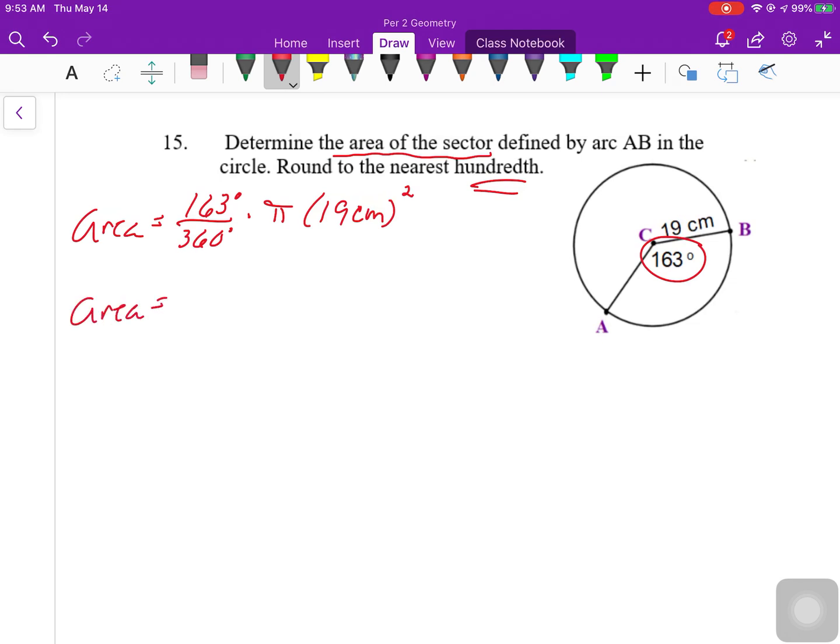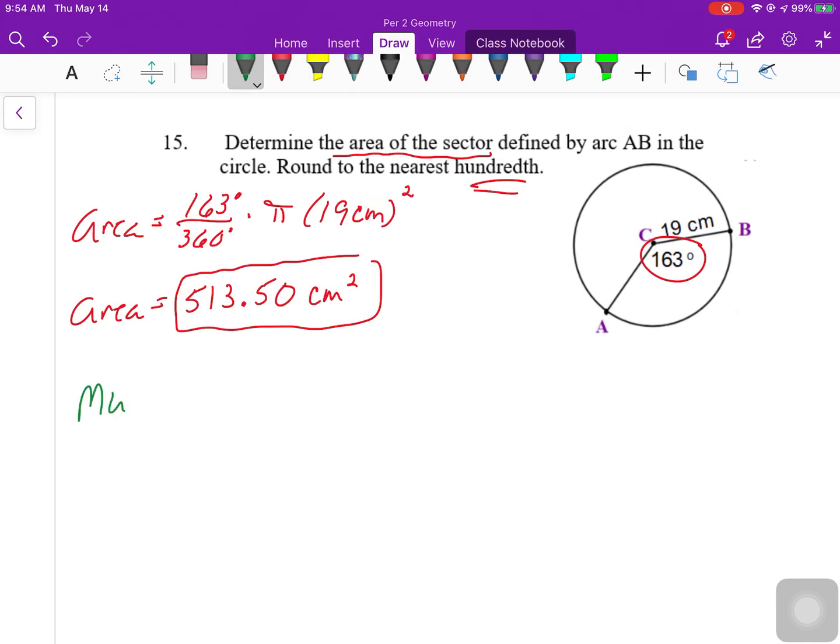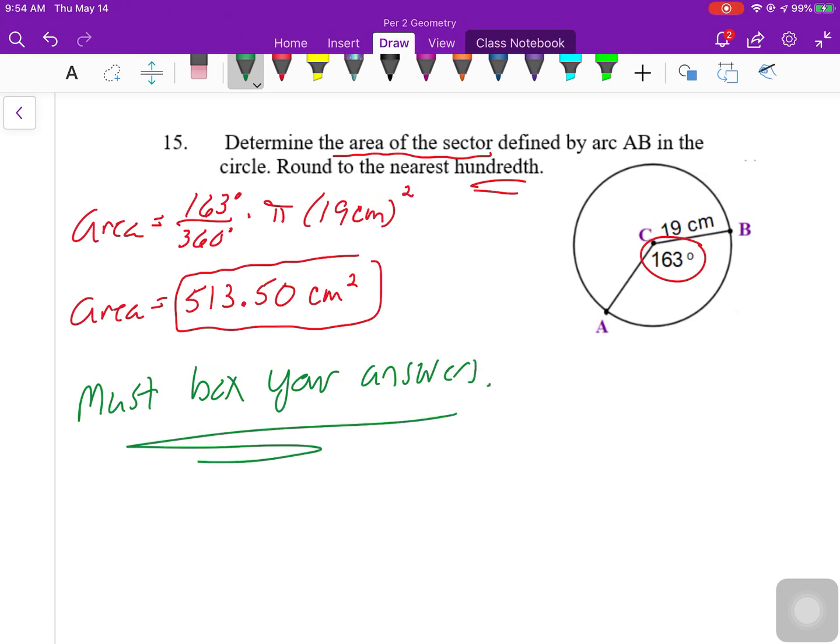In this problem, then, we're supposed to round to the nearest hundredth, so we'll put the whole thing in our calculator, including the pi symbol. And for that area, we come up with 513.50, and the label is centimeters squared, because, again, it's area. And please remember, you must box your answers.